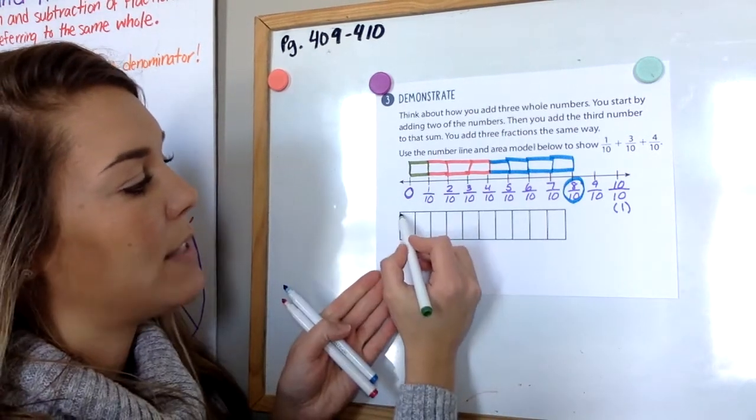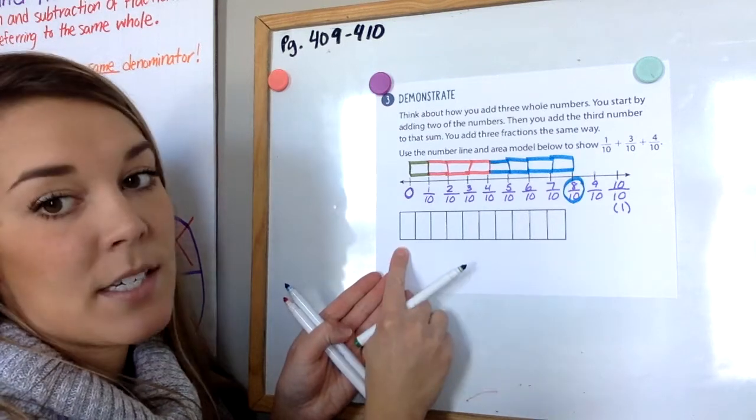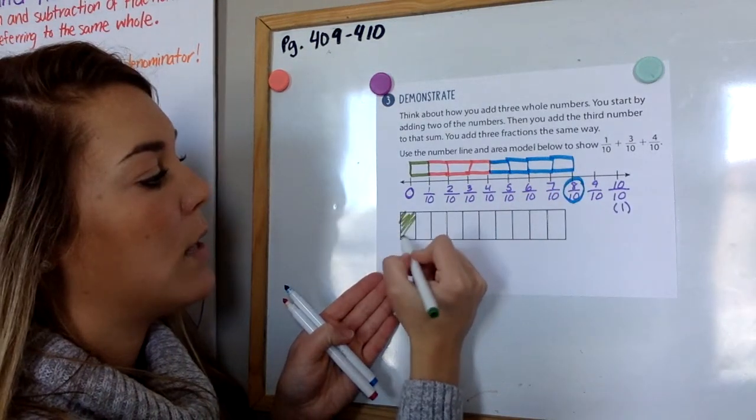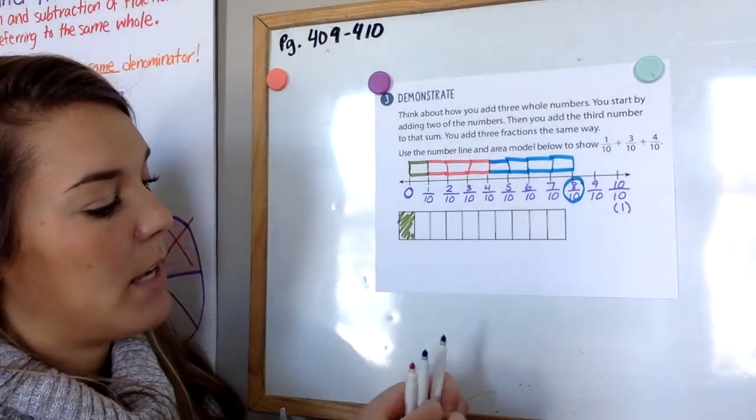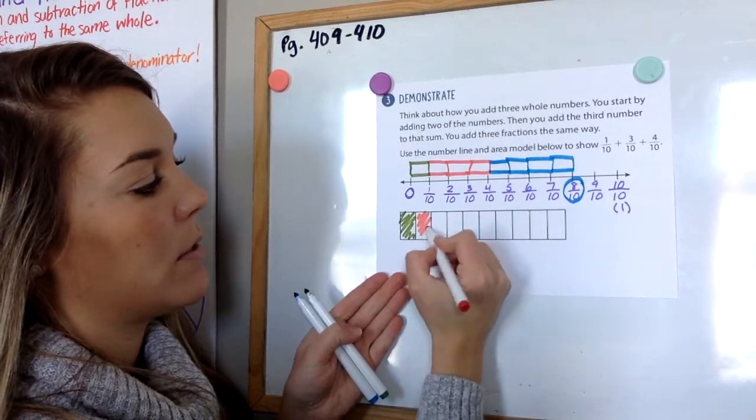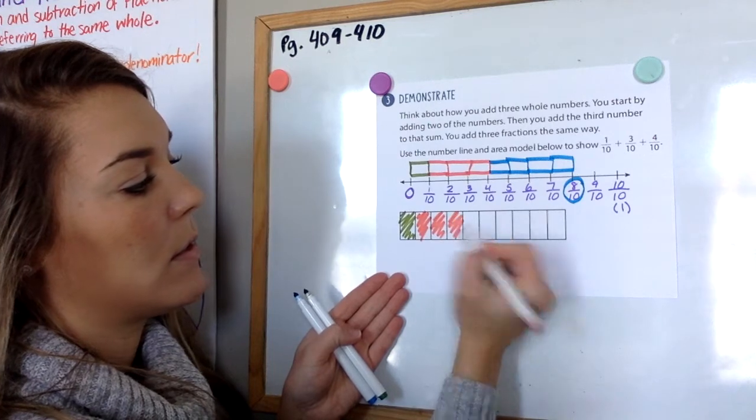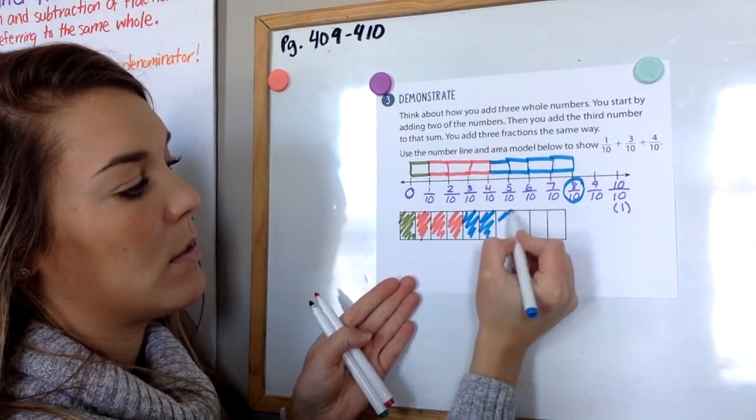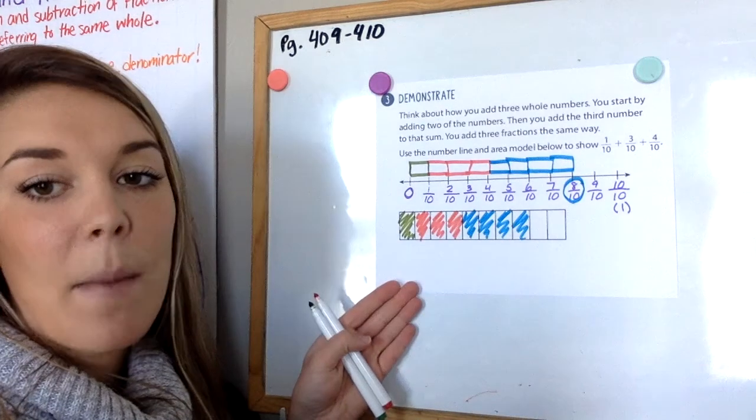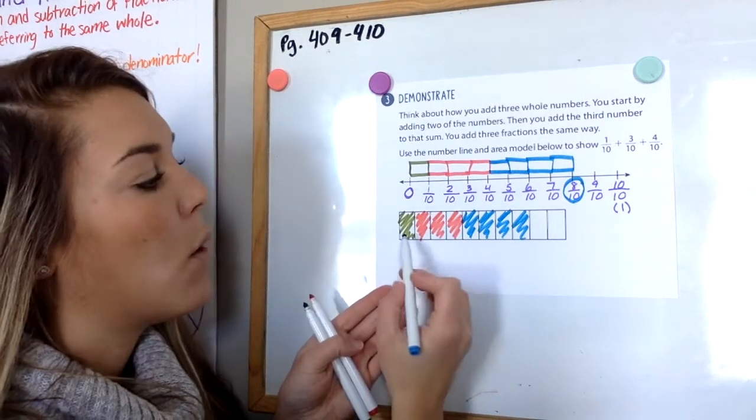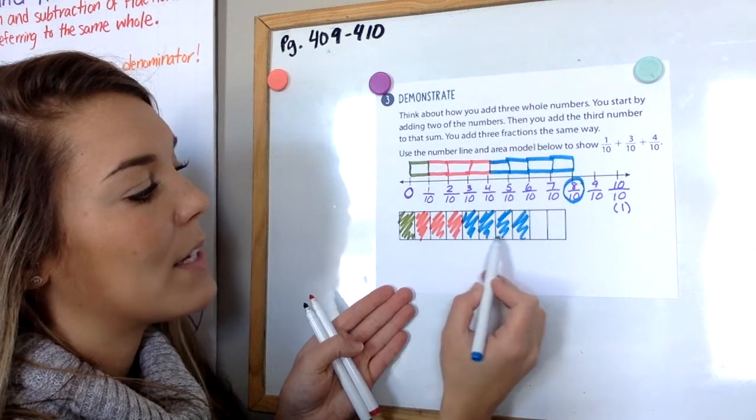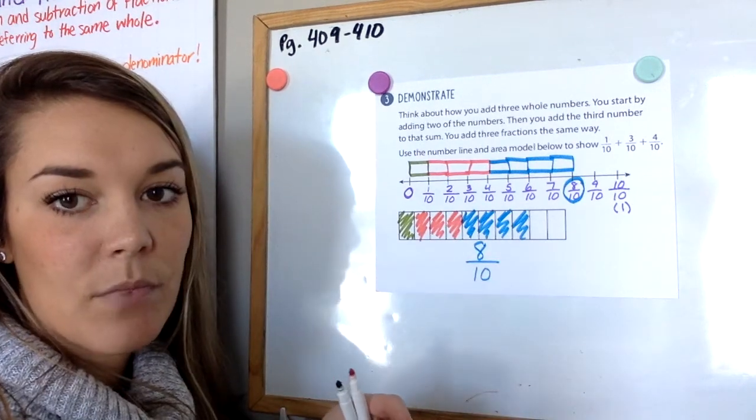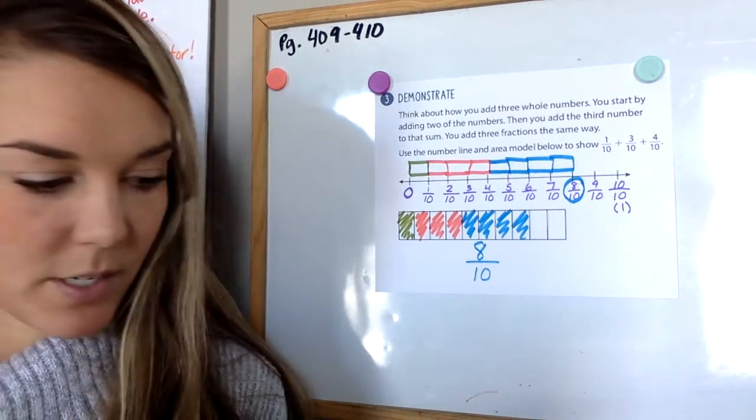So I have 1/10. By the way, guys, this is split into 10 equal parts, right? Because my denominator is 10. So I have 1/10 plus 3/10 plus 4/10. How many of my tenths are shaded here? 1, 2, 3, 4, 5, 6, 7, 8. 8 out of 10, right? Okay, that was pretty easy.